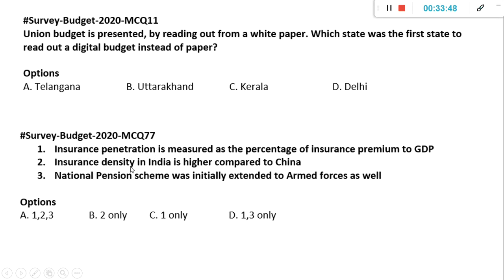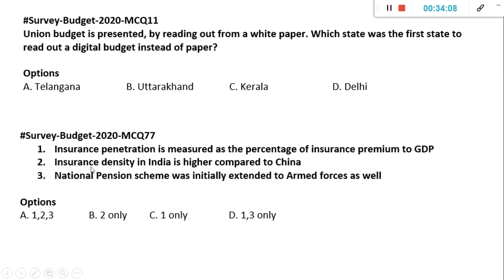Insurance penetration and insurance density, which UPSC has asked once, the definitions you should know, and in detail in my test series it is there. So insurance penetration is measured as a percentage of insurance premium to GDP. Premium is what? People will pay premium, only then they'll get the insurance later when they claim. That, as a percentage of GDP, is called insurance penetration. And insurance density in India is higher compared to China.